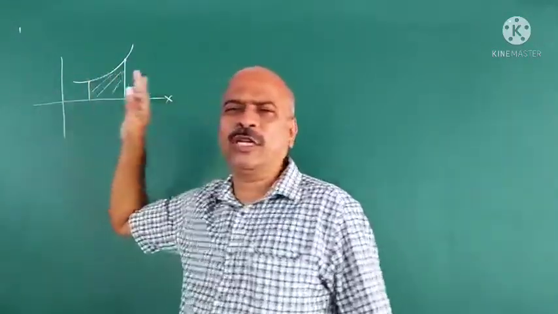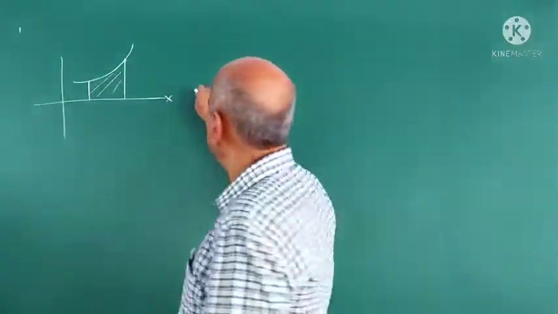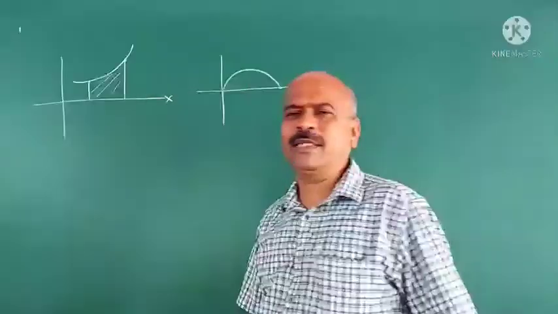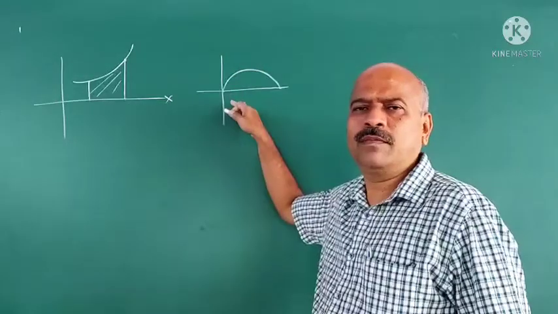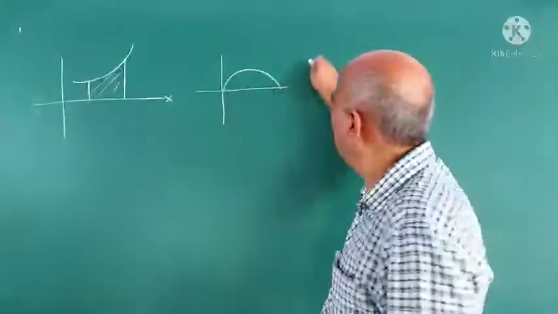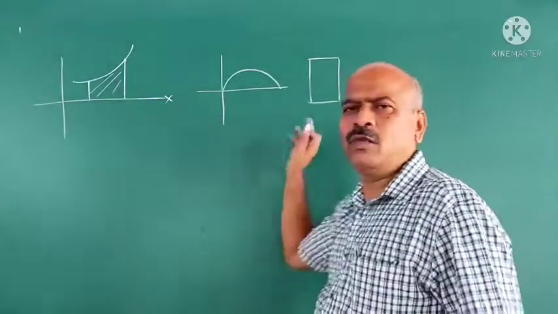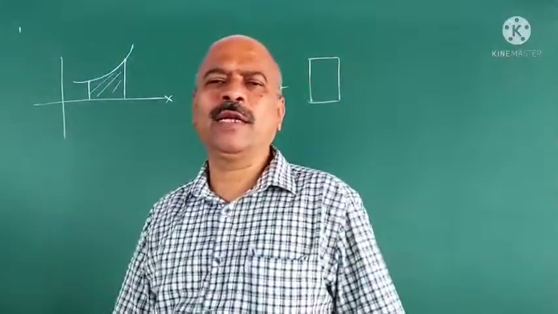Then we will get a solid. An example is, suppose the semicircle, that is the upper half of a circle in the plane, is revolved about the x-axis, then we will get a sphere. Or if a rectangle is revolved about any one of these lines, you will get a cylinder.